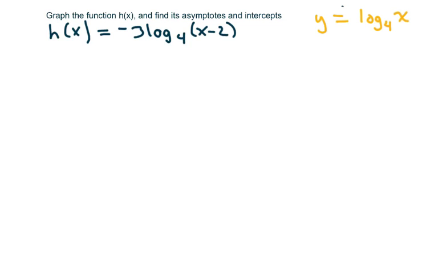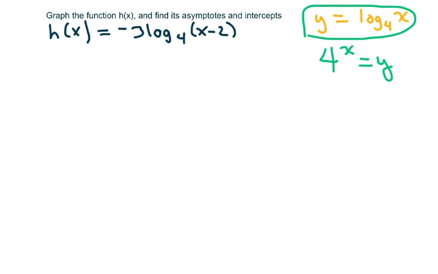So the first thing I'm going to do without a calculator is just rewrite this in exponential form. And we know that this would be 4 to the x equals y based on our conversion formula. So when I look at this, what I'm going to do is make a table for this. The table, I'm going to do x, y, and I'm going to use -1, 0, and 1. And when I plug this in, -1 is going to go to 1/4, 0 is going to map to 1, and 1 is going to map to 4.